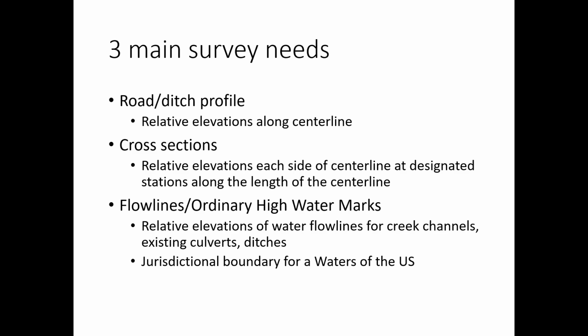And then the last one's fairly straightforward: just shooting flow lines or ordinary high water marks for creeks or culverts, things like that. Sometimes with a survey, depending on how they do it, whether they use LiDAR or different things, they can't get down in the weeds and shoot a pipe to get the actual flow line. So sometimes that's necessary. And then also just establishing the ordinary high water marks, the jurisdictional boundary for a water in the United States that's regulated. So we have to pick that up so we can know the extent of the impacts to the creek channel for the environmental analysis.